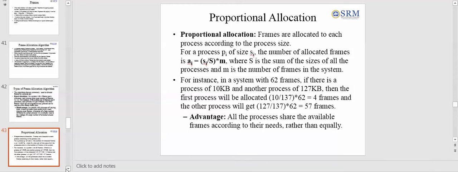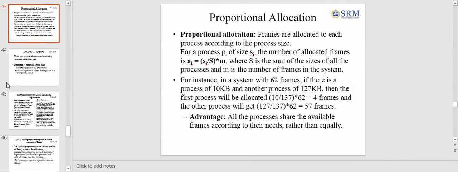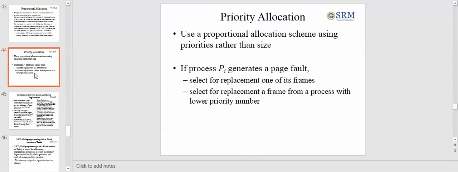Next one, we are going for priority allocation. Priority allocation makes use of this proportional allocation only. But whenever a process is going to generate a page fault, it has to swap out and swap in pages. At that time, based on the priority, the lowest priority pages will be swapped out and it will swap in the pages. This is what priority allocation is.